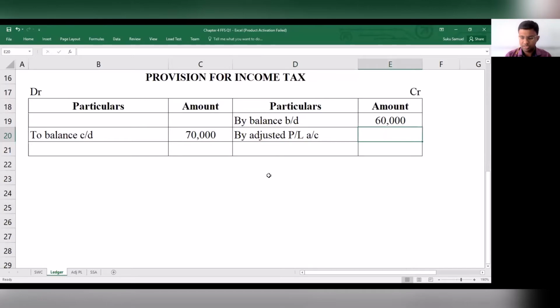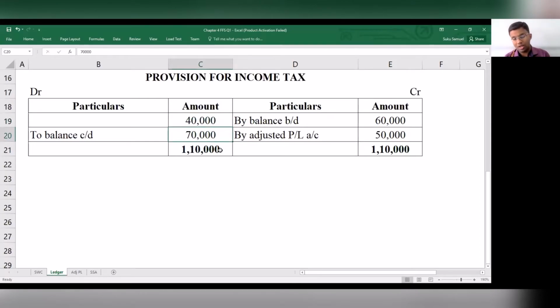Adjusted profit and loss account, and here it is 50,000. So here it has to be 1,10,000. Since here it is 1,10,000, here also it should be 1,10,000. Now, which means we will have a balancing figure of 40,000.